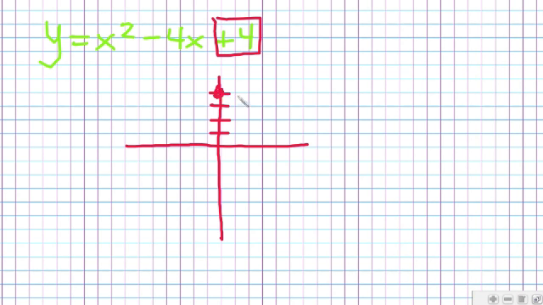Now, is our parabola going to be happy or sad? Is it going up or down? Well, that depends on our a. Is the a positive or negative? It's positive, which means that my graph will be going up. Just like so. I'm going to give you a problem here. We have y equals 3x squared minus 6x plus 1.